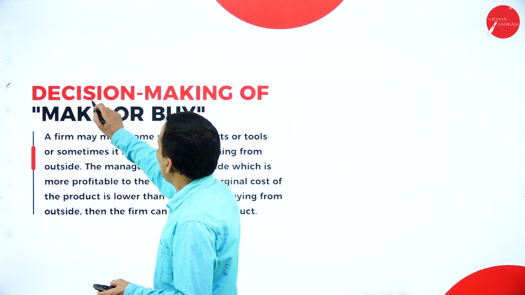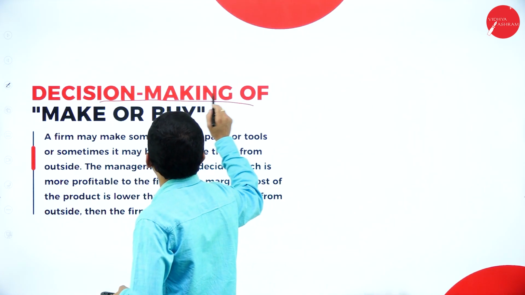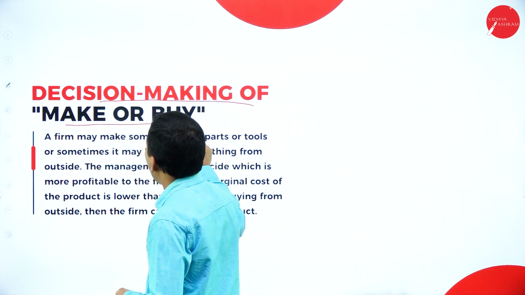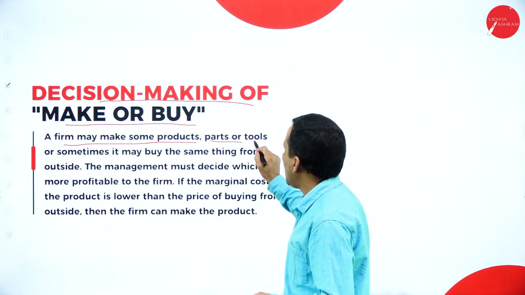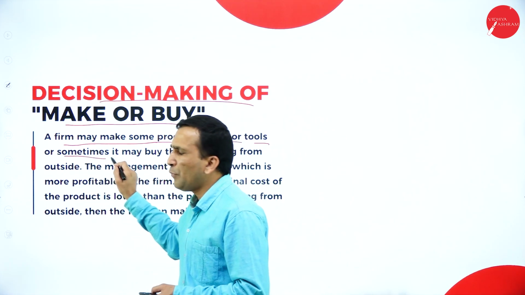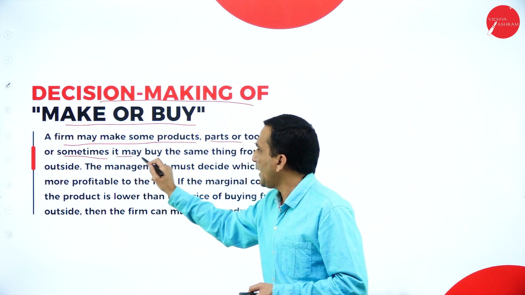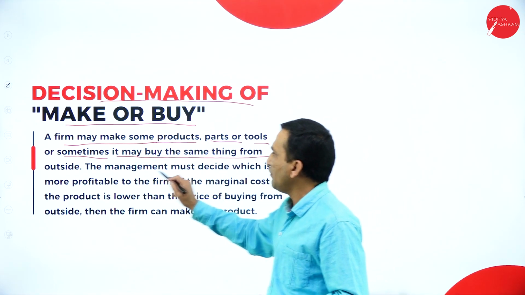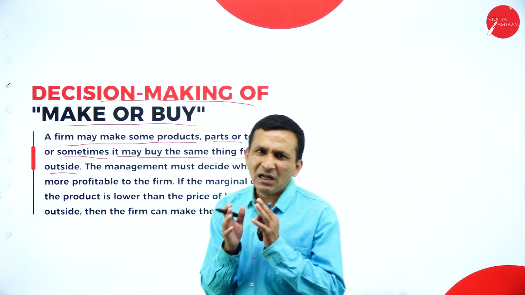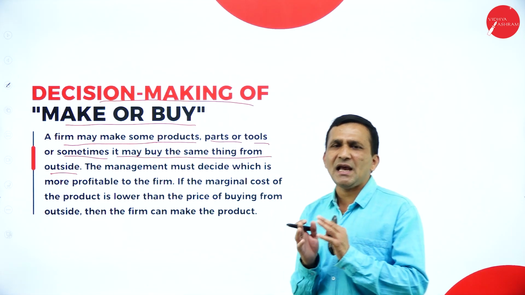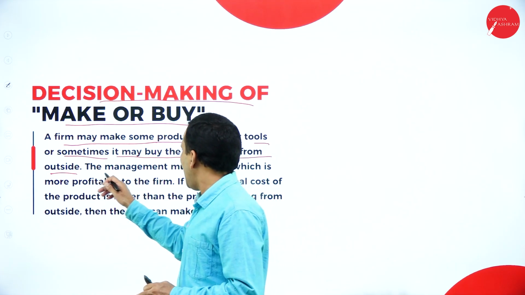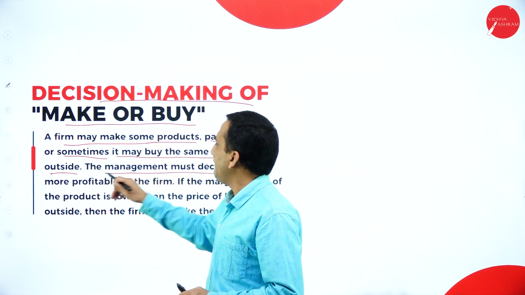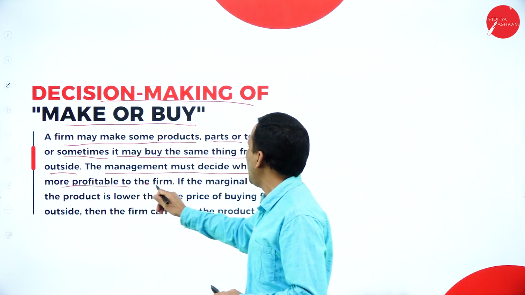And now, decision making of make or buy. A firm makes some product, part, tool or component, and sometimes it chooses to buy something from the outside. A similar product is available, meaning we can expect supply from an external source. So the management must decide which option will give more profit.